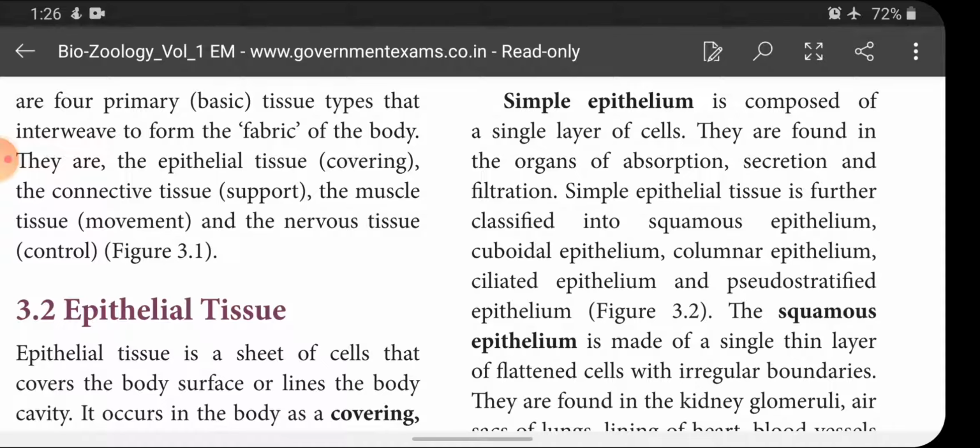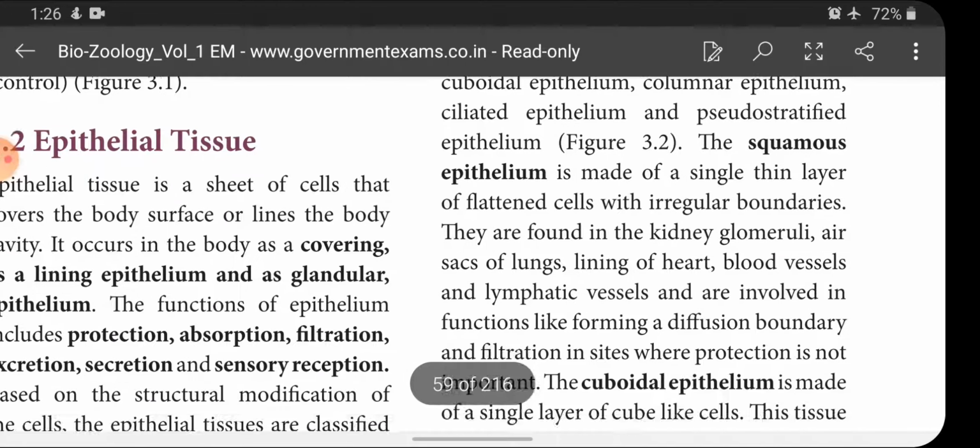Simple epithelium is composed of only a single layer of cells, and it is present in the organs of absorption, secretion and filtration. Simple epithelium is further divided into five types: squamous, cuboidal, ciliated, pseudostratified and columnar. First we will see squamous.